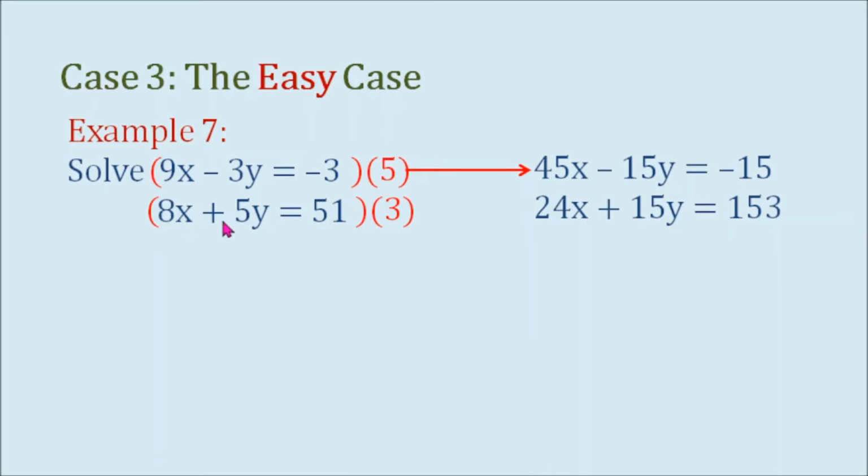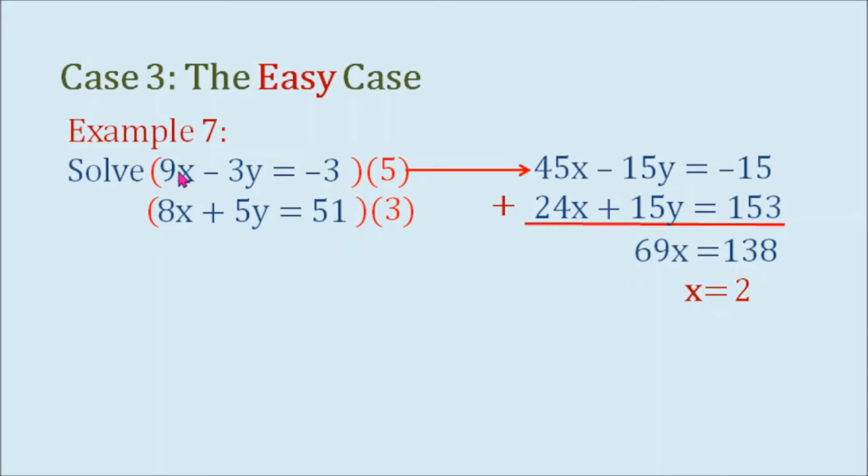And 3 times 8x equals 24x. 3 times 5y equals 15y. 3 times 51 equals 153. Now adding the two equations, y is eliminated. Then 45x plus 24x equals 69x, and negative 15 plus 153 equals 138. Dividing both sides by 69, x equals 2.